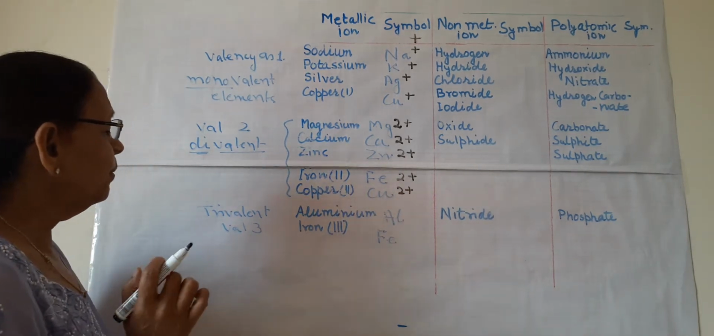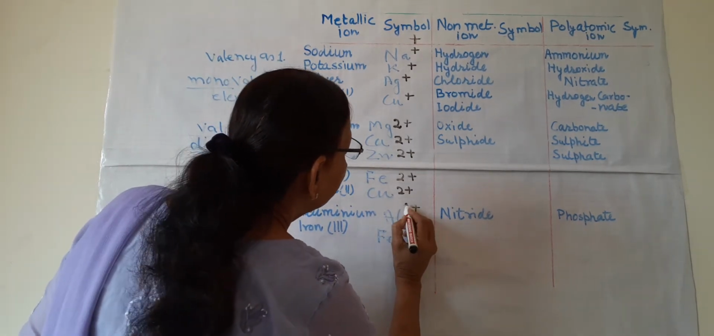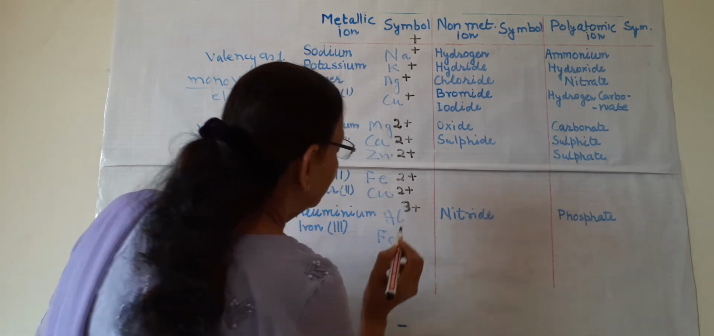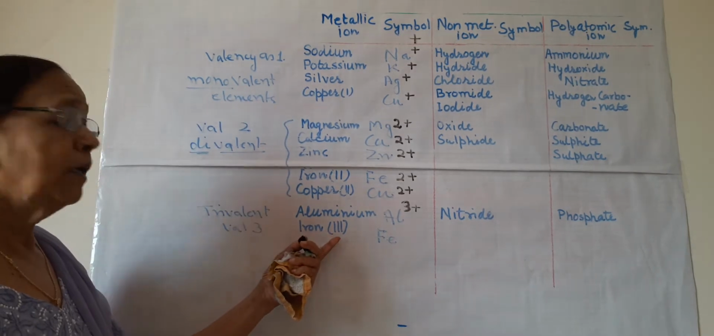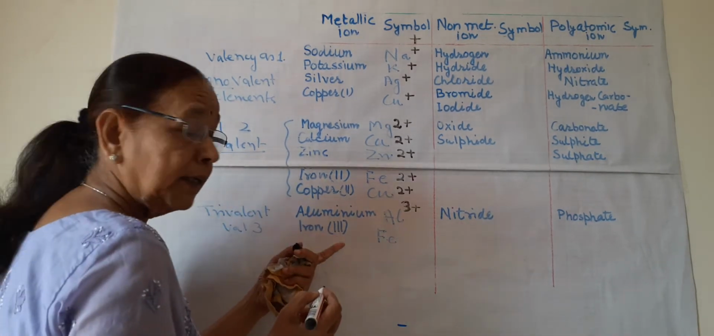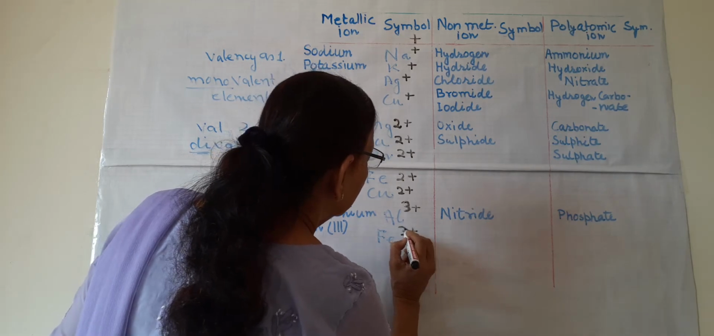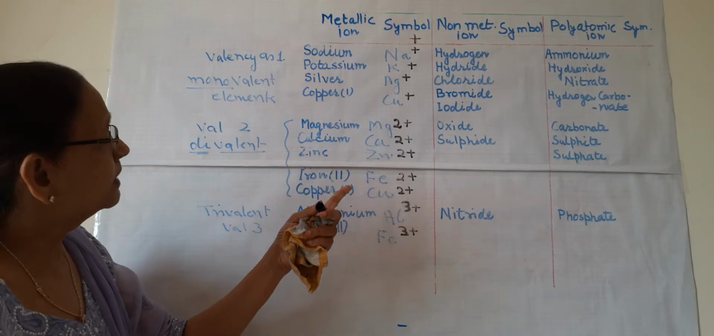Now coming to the trivalent: aluminium has 3 plus. The valency of aluminium is 3, and the valency of this iron with Roman numeral 3 is also 3 plus. It is ferric and this is ferrous.